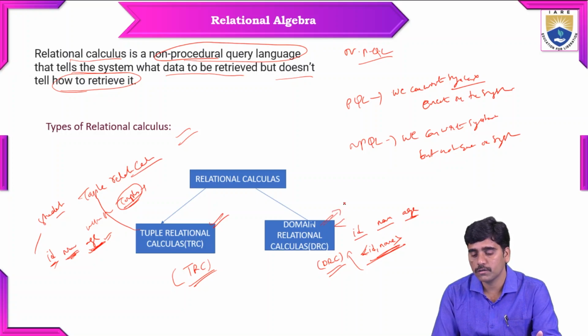So that is called what? Domain relational calculus. The query will be executed based on the domains. So attribute properties will be taken as a domain.